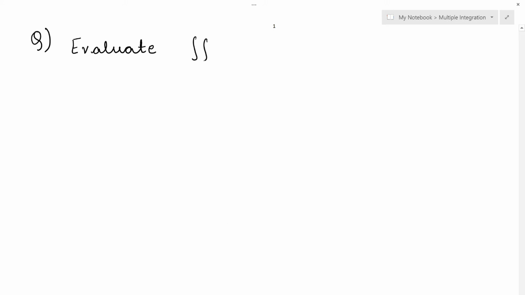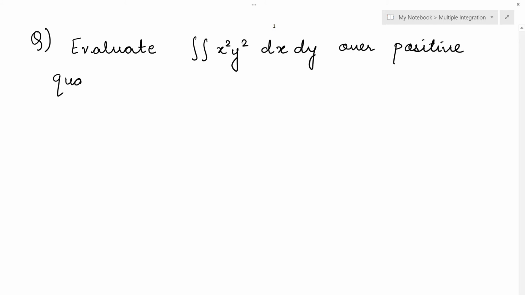Evaluate the double integration of x square y square dx dy over a positive quadrant of the circle x square plus y square is equal to 1.